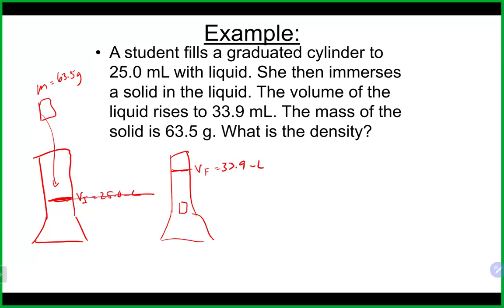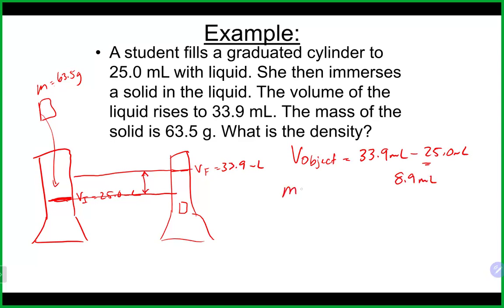To find the volume of our solid, we're going to take the difference between the water level before and after. So the volume of our object in this case would equal our final volume, which is 33.9 milliliters, minus our initial, which is 25 milliliters. And if we do that, that gets us 8.9 milliliters. That's our volume. We obviously have the mass of the object, which is 63.5 grams.